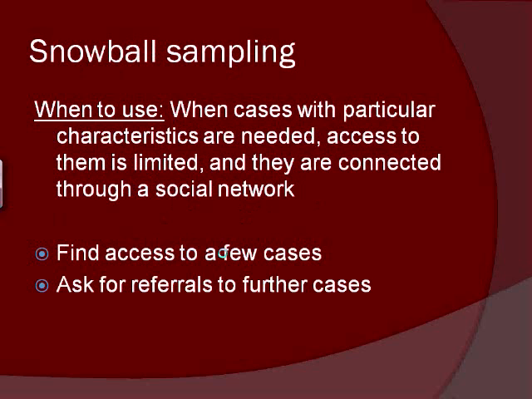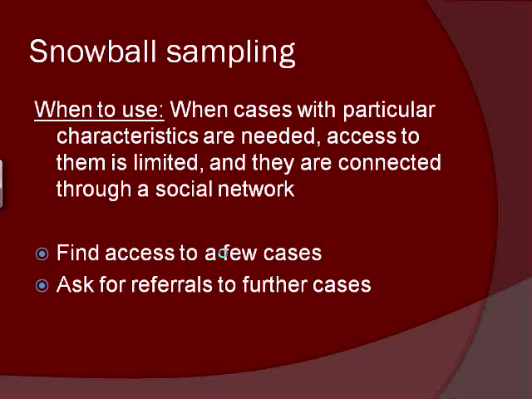Next, we have snowball sampling. Sometimes we are interested in studying populations that are very difficult to reach. The access to them is limited, but members of the population are connected through a social network. A good example of this might be somebody interested in studying former prostitutes. People don't go out with a badge, "I used to be a prostitute," on their sleeve. So it would be very difficult to locate such individuals.